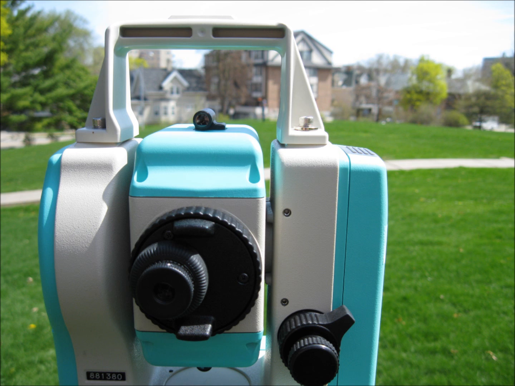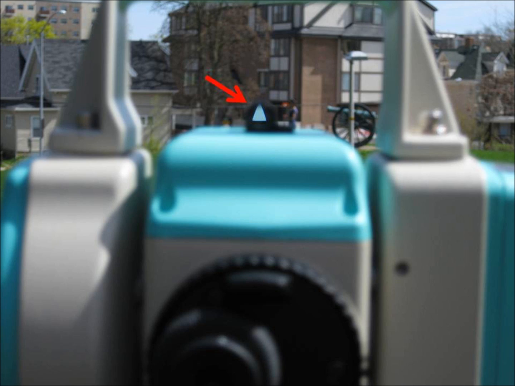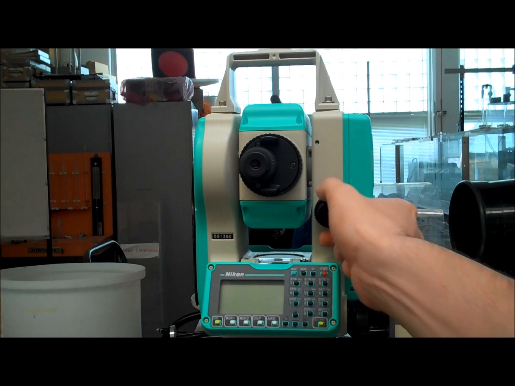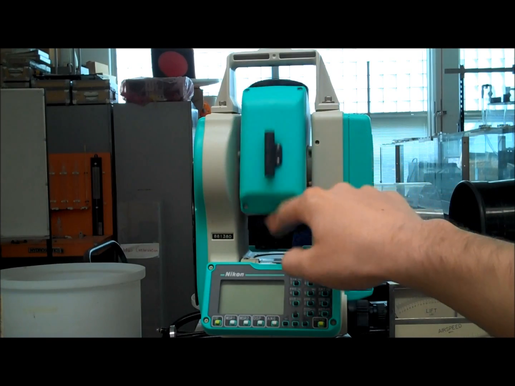While one group member is holding the rod on the control point, you'll need to sight them using the scope. First, use the small finder that's on top of the scope. When you look through the little finder, you'll see a small triangle. Use this to get the scope roughly close to where the rod is. In order to rotate the total station, you'll need to rotate the coarse vertical and horizontal locks to unlock the total station and allow it to move freely. After it's unlocked, you can just rotate the total station with your hand.